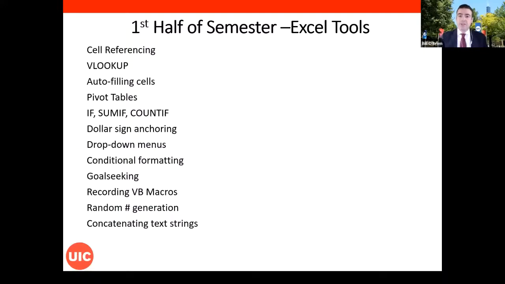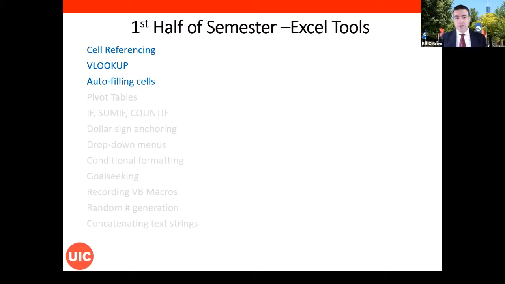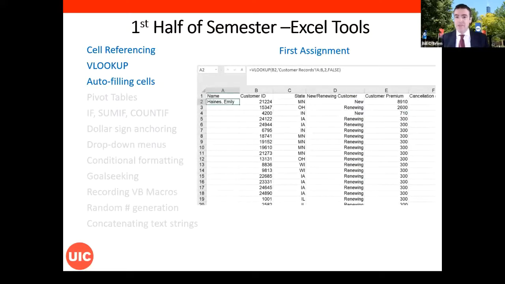So in the first half of the semester, they're learning these basic Excel tools. The first assignment focuses on those 3 highlighted functions, and it's pretty basic. All I have them do is write a VLOOKUP formula that joins together 2 data sheets by a unique customer identifier. That's it, right?